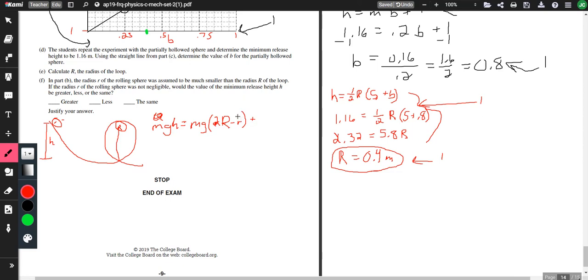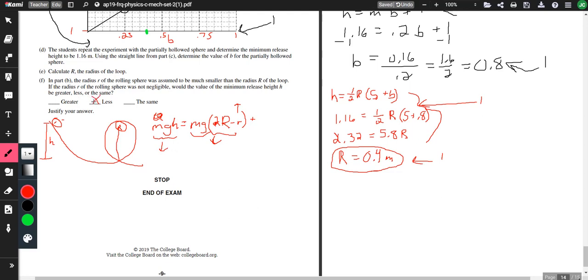So what they're saying is if this is negligible, like if this r is really, really tiny, I could just ignore it. But as this increases, then this entire energy term ends up decreasing. Because this ends up decreasing, the right hand side of the equation decreases. That means this side has to also decrease, which means that h would have to be less.